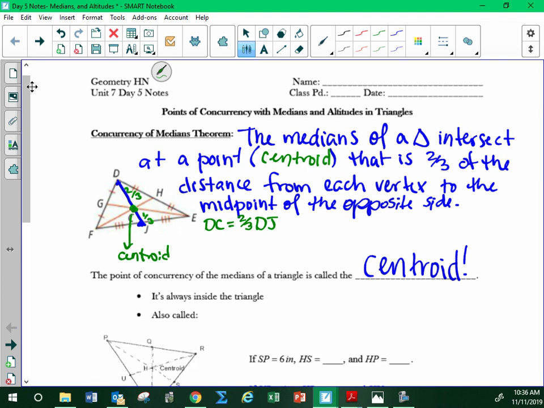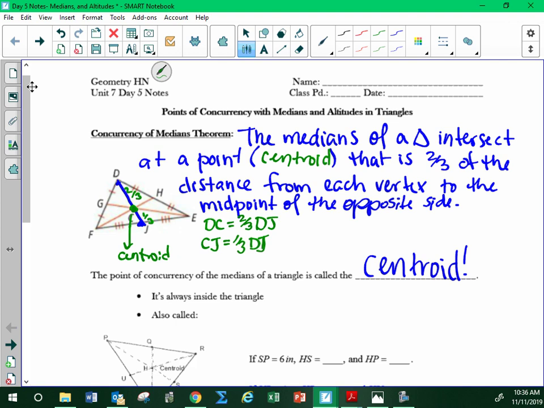And then we could go ahead and extend from there that CJ is 1/3 of the whole thing. What was your question? That's a good question. It's always 2/3 from the vertex, 1/3 from the side. Yes. So we can't say DC is equal to CE. We cannot. DC and CE are not necessarily equal.